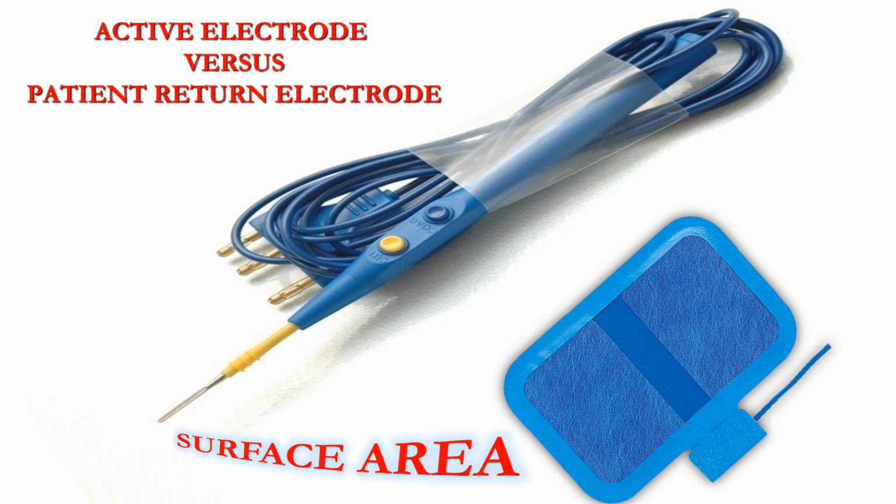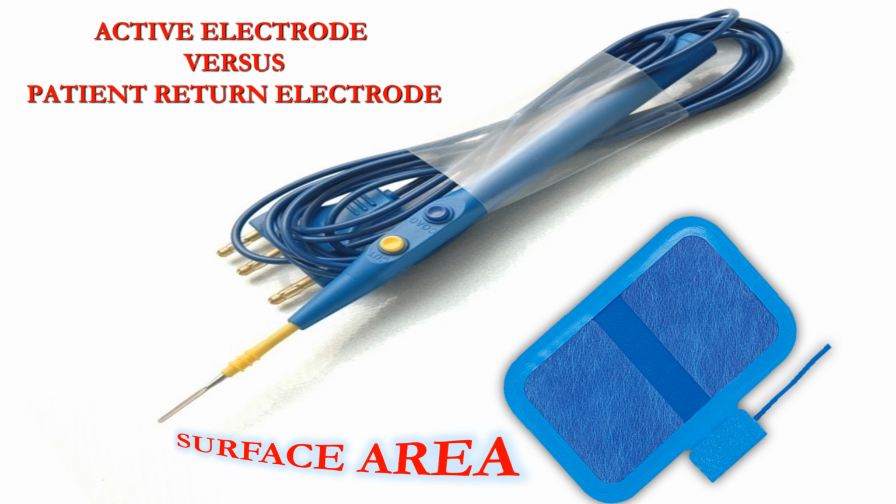Now, what is the difference between the active electrode and the patient return electrode? Why does the current, when it's passing through the active electrode, produce a tissue effect, while when this current is passing through the patient return electrode, it doesn't produce the tissue effect? The answer: because the active electrode has a very small surface area in comparison to the patient return electrode. So when the current passes through a small surface area, current concentration is high, producing tissue thermal effect.